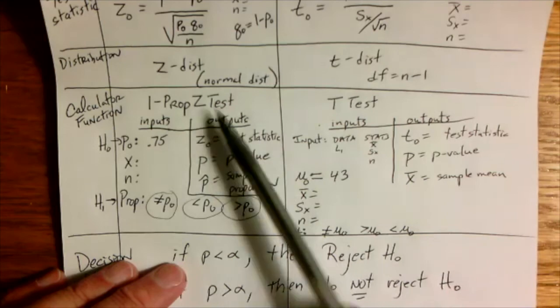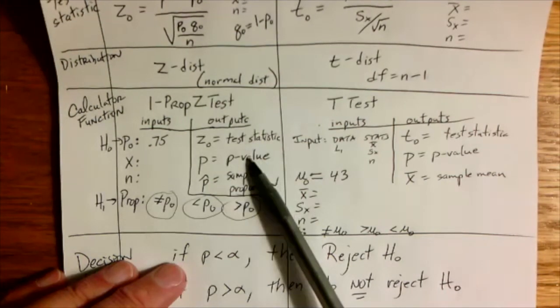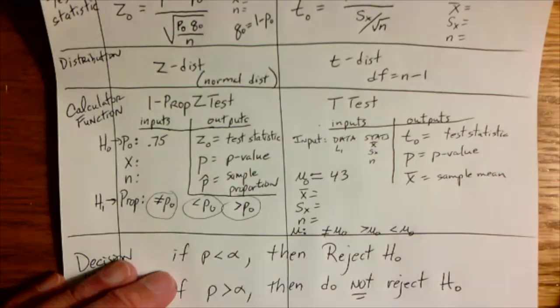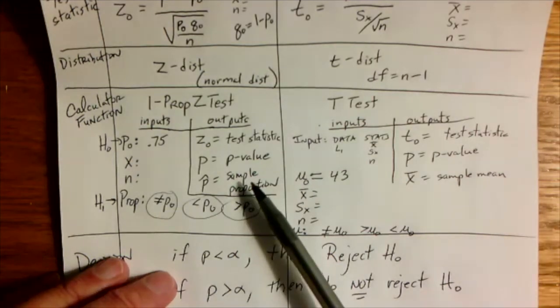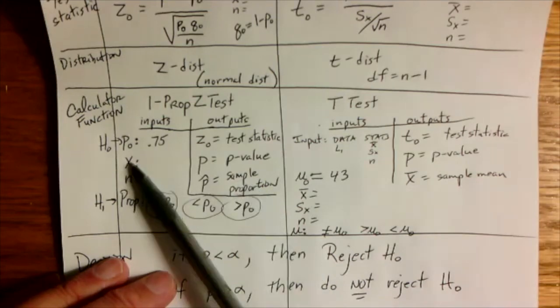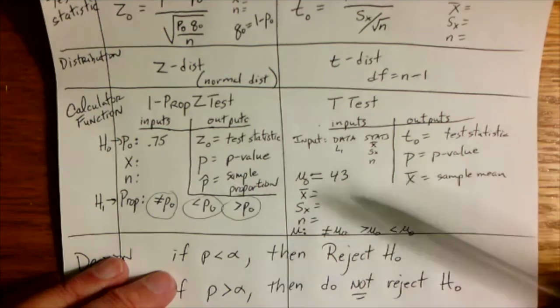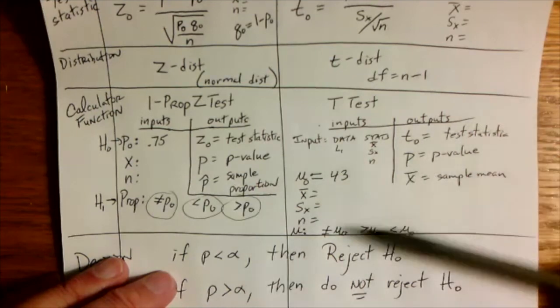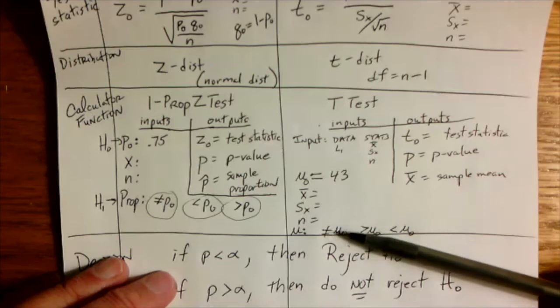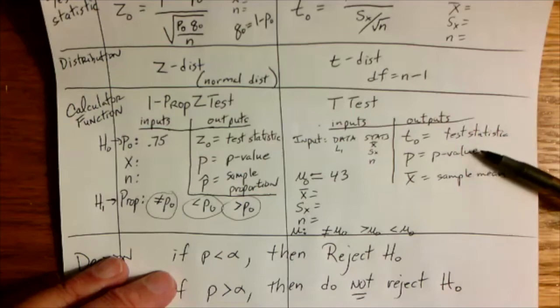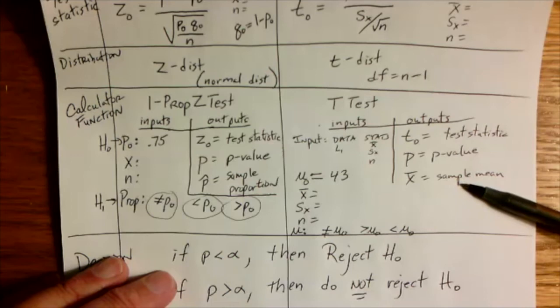Now the output from this function is just going to be the test statistic and the p-value. It might also say something about the alternative hypothesis, and it'll always report the p-hat. It's going to take your x and divide by n, and then output this. Over here, again, in addition to saying something about the alternative hypothesis up at the top, it's always going to report your test statistic and the p-value. And it'll also report the sample mean.